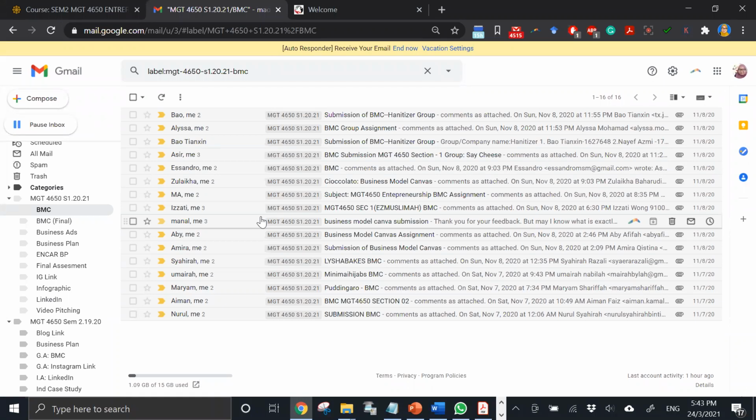What you need to do when you have a draft of your BMC is just screenshot, snap a picture, or maybe do it in a PDF. Just send it to me through WhatsApp. This is the draft. I will check it. If there are so many mistakes, then I will do a discussion with you. If there's just some mistake, I will just say, okay, change this one, change this one. That's it.